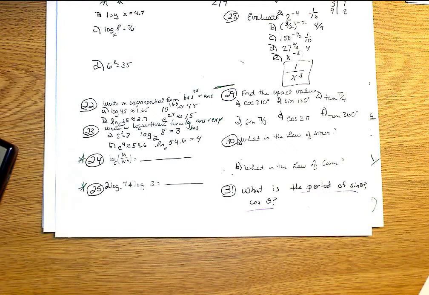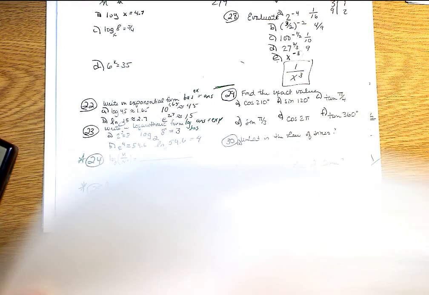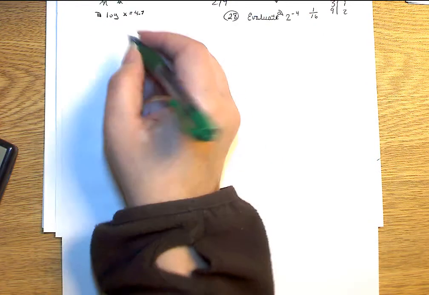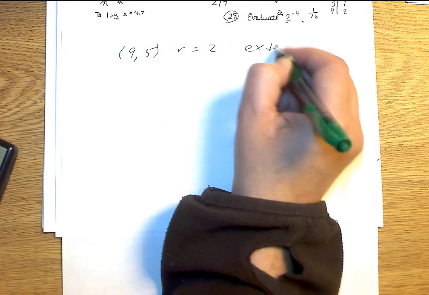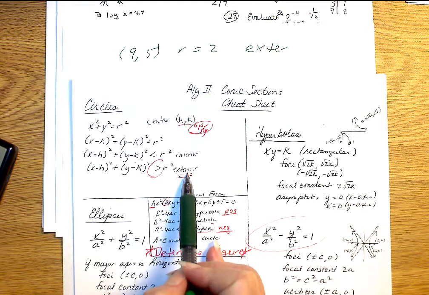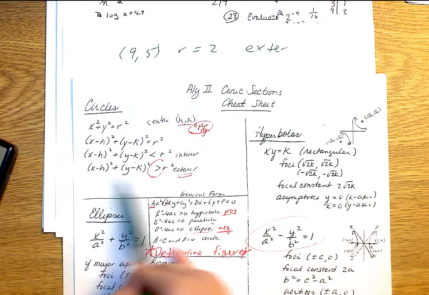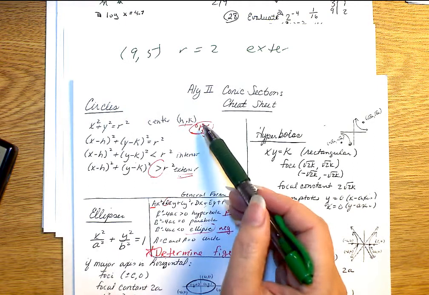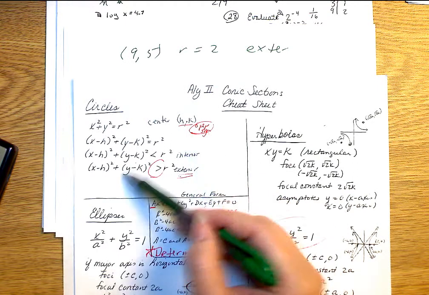It says find the exterior of a circle with the center of 9, 5, radius of 2, and we're looking for the exterior. So hopefully you would flip your paper over. You know it's a circle, exterior is right there, so we are putting it into this formula. Hopefully you have on your paper that it's the opposite of the center when you're putting it into your equation.